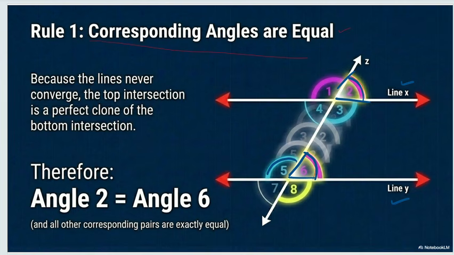Similarly, angle 5 and angle 1 are the corresponding angles. Angle 4 and angle 7 are the corresponding angles. Angle 3 and angle 8 are the corresponding angles. So, when the lines become parallel, these angles are the same. We can say angle 2 is equal to angle 6. Angle 1 is equal to angle 5. Angle 4 is equal to angle 7 and angle 3 is equal to angle 8. Okay, got it?